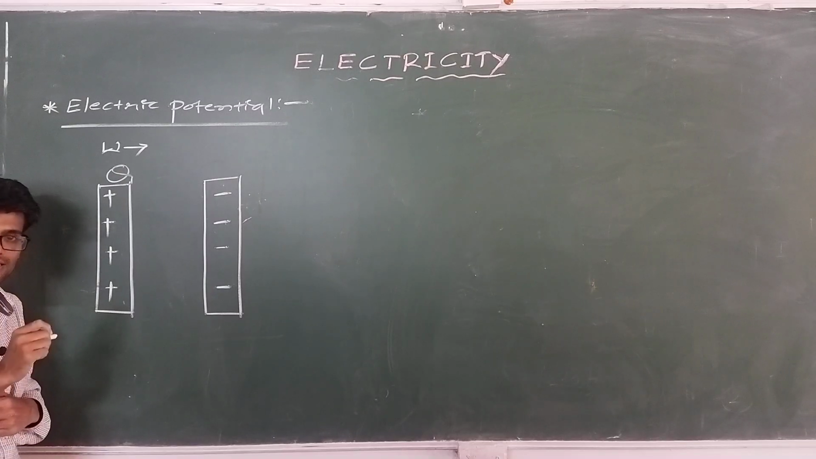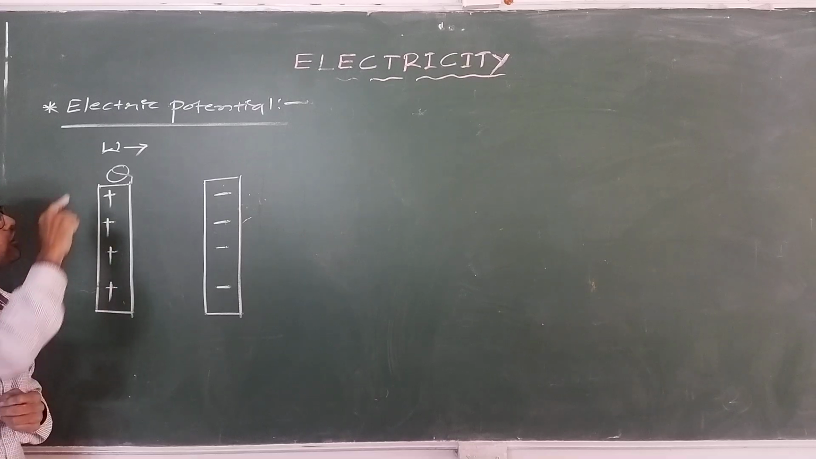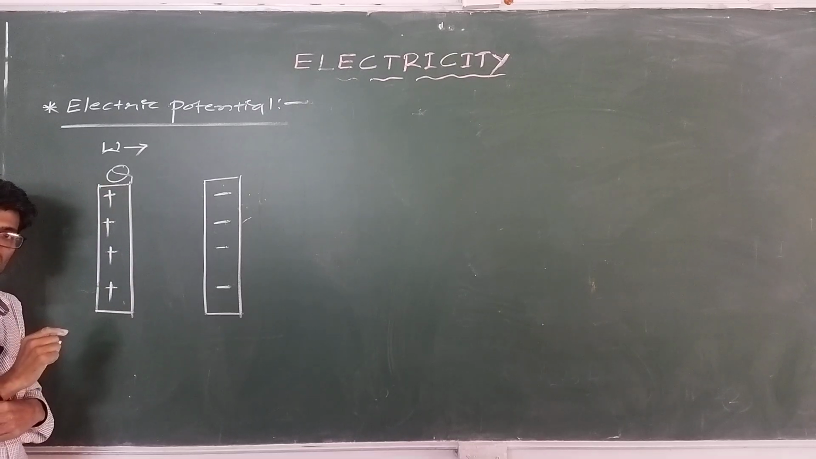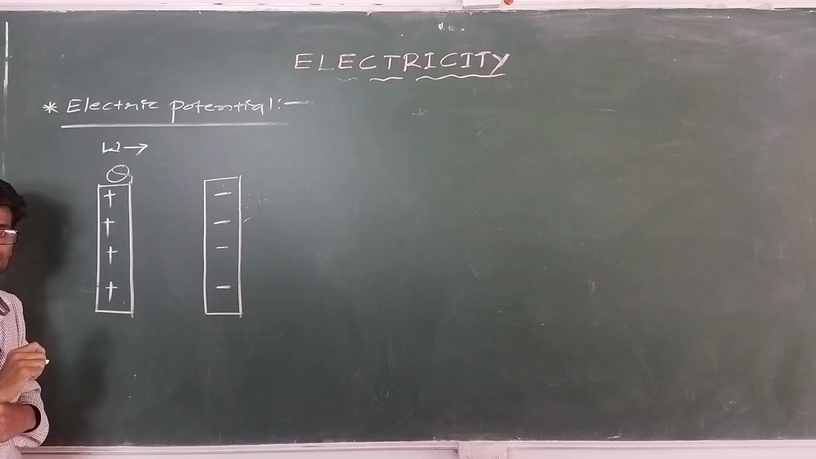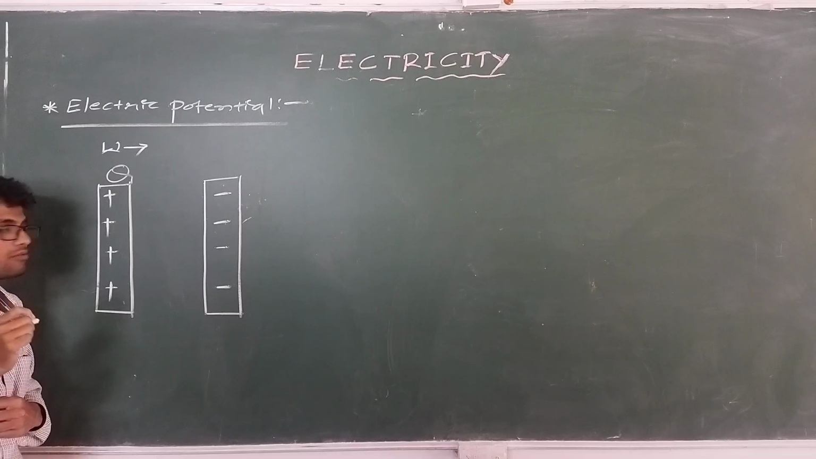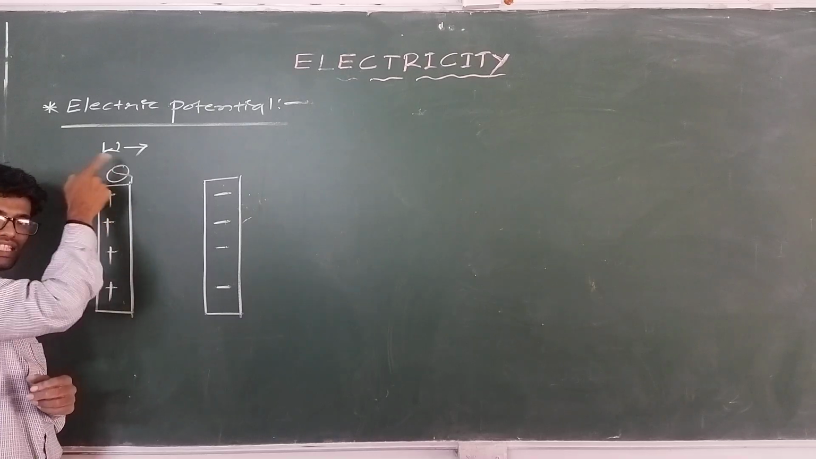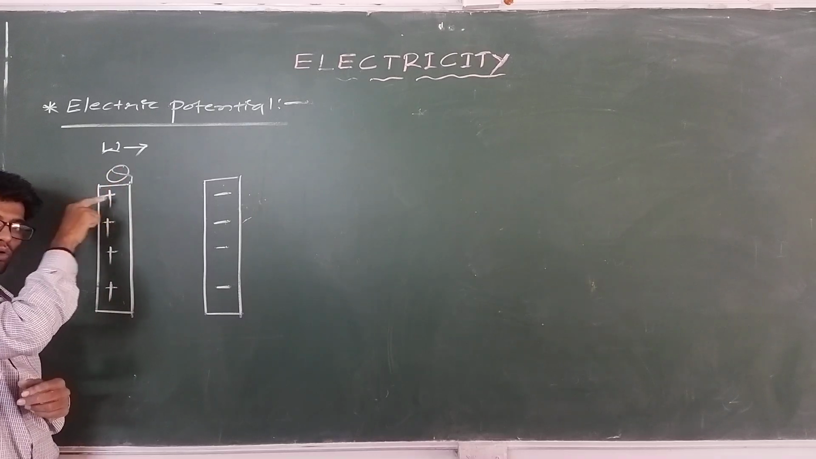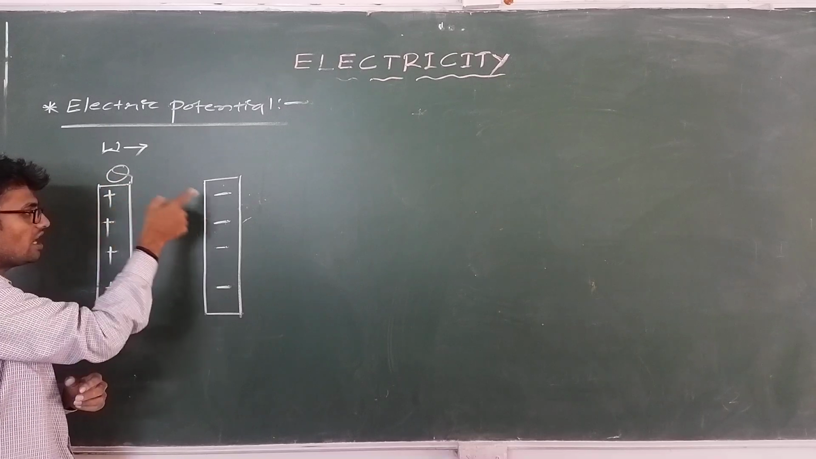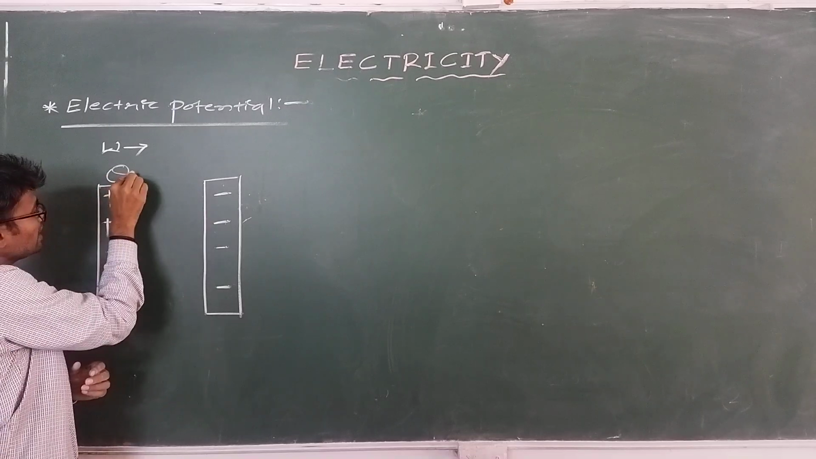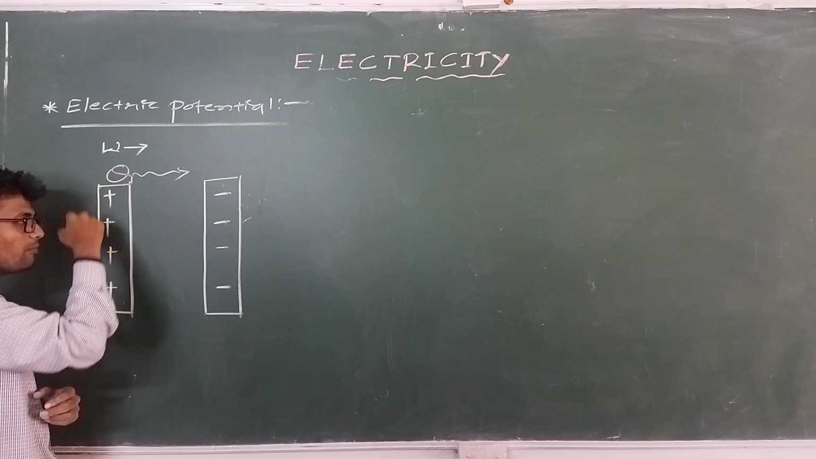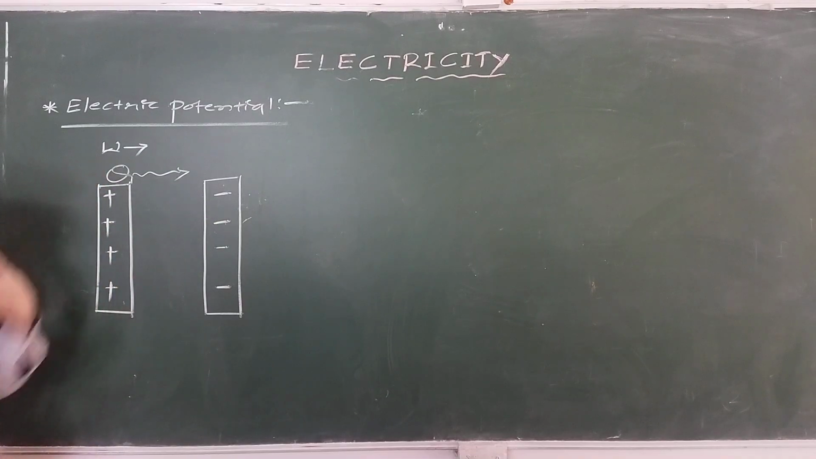Electric potential is the amount of work required to move a charge. Q is the charge. To move this Q from one end of the plate to the other, from a positive plate to a negative plate, is called potential difference.